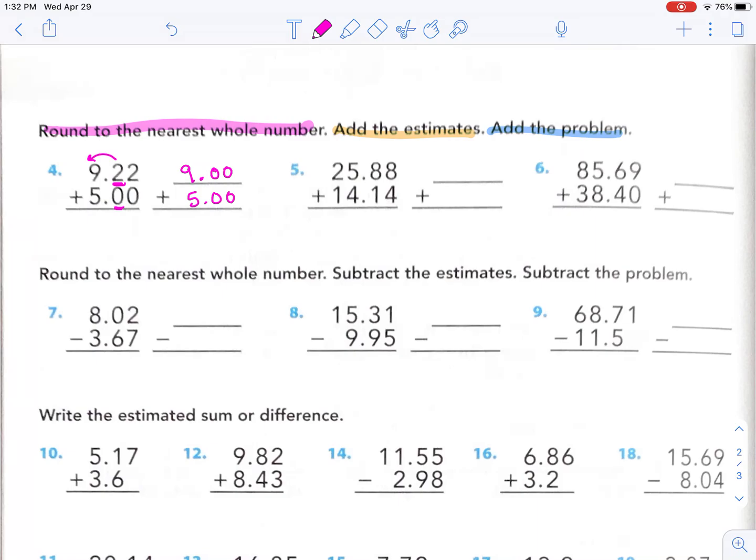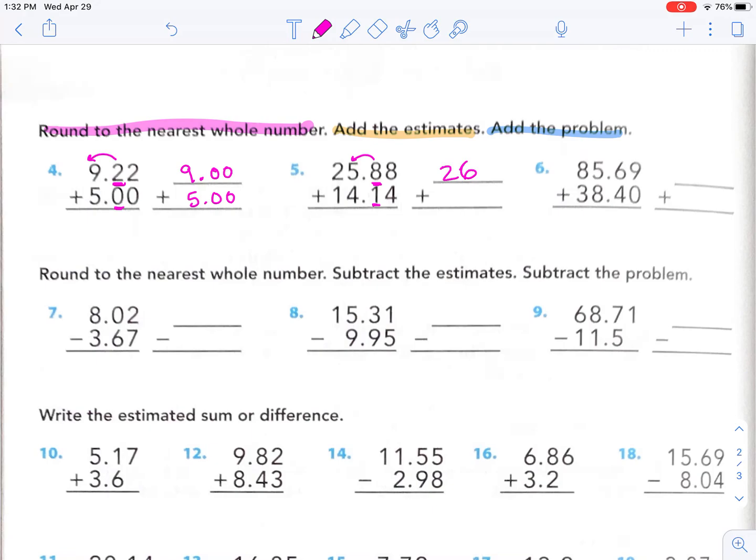Okay, let's look at the next one, number 5. Okay, our bossy number, you can underline it too. The tenths place is going to boss the ones around. 5 and up, round up. So is it going to be $25 or $26? 26. And I can actually leave the decimal off because we're rounding to the nearest whole number. So $25.88 is closer to $26. So you would round up to 26.